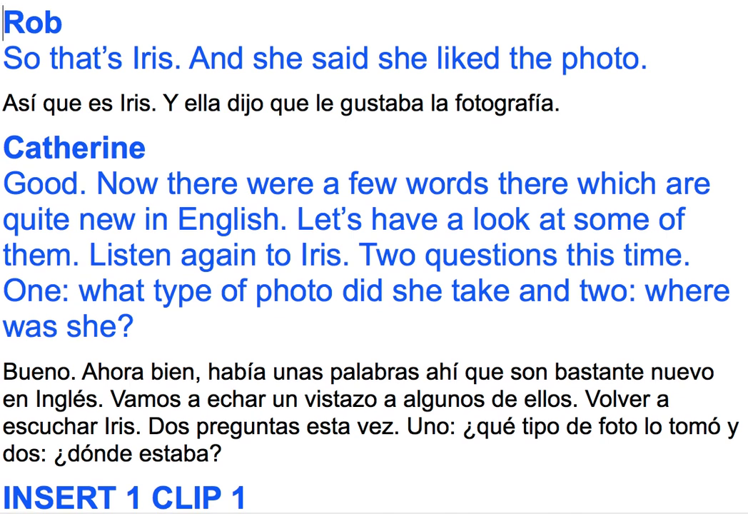So that's Iris, and she said she liked the photo. Good. Now, there were a few words there that are quite new in English. Let's have a look at some of them. Listen again to Iris. Two questions this time. 1. What type of photo did she take? And 2. Where was she?